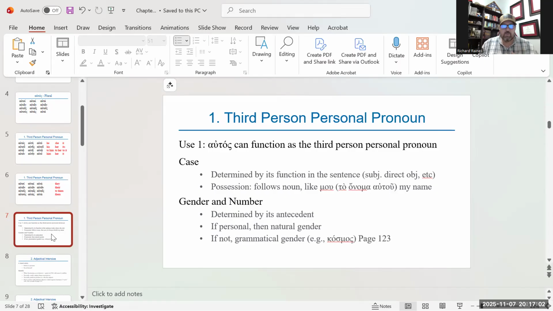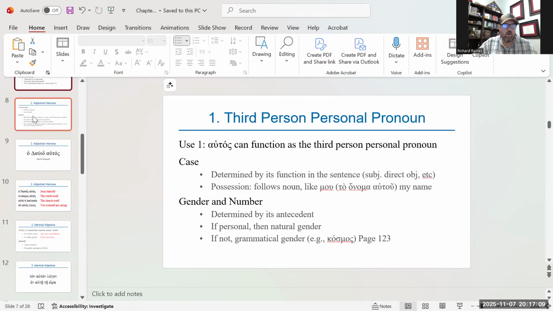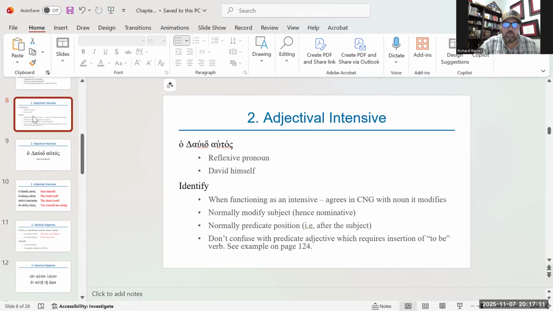So autos can function as a third person personal pronoun. Autos can also be used as what we call an adjectival intensive. It's an adjective that is intensive. So the example given here is ho David autos.